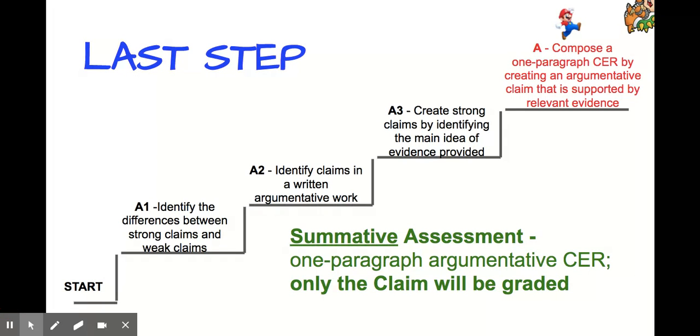The last step on our learning pathway, or roadmap, was for students to compose the one-paragraph CER by creating an argumentative claim that is supported by relevant evidence. Here, I'm offering students a summative assessment. All of the formative assessments led to this summative, or all of our success criteria led to this objective.